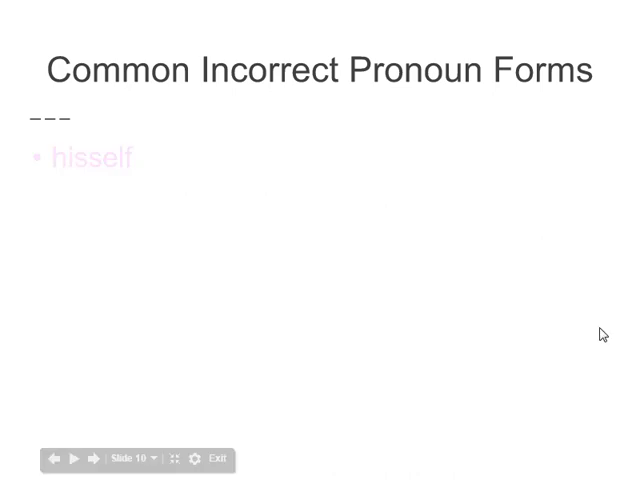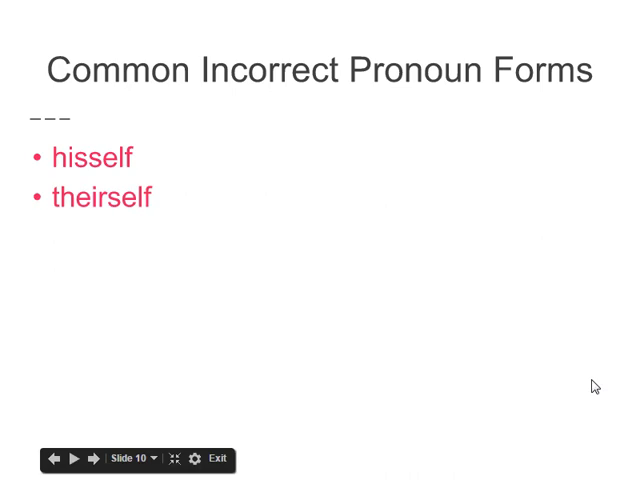One of the last things we want to talk about here: incorrect pronoun forms. We want to get rid of "his self." Look it up in the dictionary. There's no "his self." I'm sure I've said "his self" before. Hopefully I've never written "his self." The correct form is "himself." Another incorrect form, "their self." There is no "their self." Look it up. It doesn't exist.